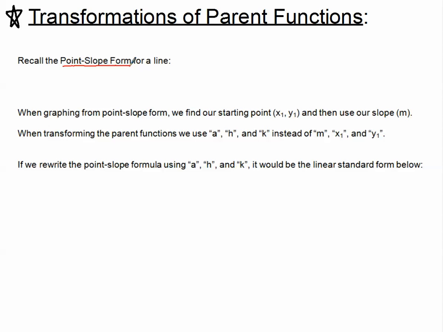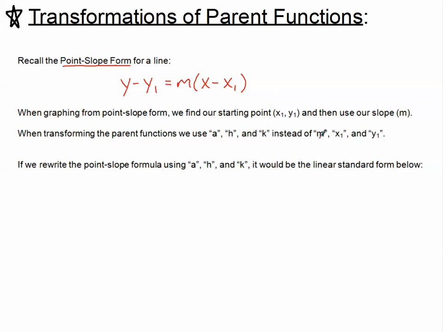Point-slope form was a form that we used to graph a line, and it was y minus y1 equals m times quantity x minus x1. What point-slope form gives us is a point and the slope. The starting point has an x-coordinate of x1 and a y-coordinate of y1. So this is where we would start to graph our line, that ordered pair. And then we would use our slope, which of course is here the m, to graph all of the other points. Graphing by transformations with our parent functions is very similar.